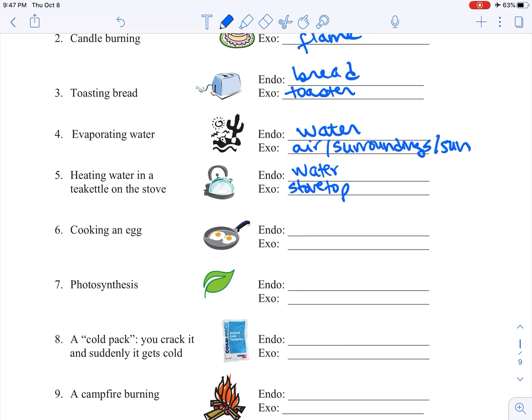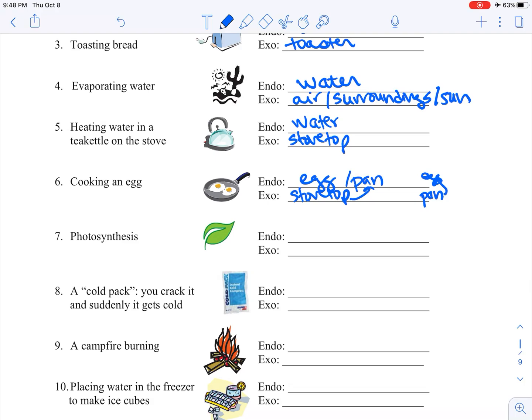Cooking an egg. What is absorbing the heat? The egg. You could also say the pan is absorbing the heat. What is giving off the heat? You could say the stovetop. I would also accept pan is giving off heat to the egg, or you could say stovetop to pan, stovetop to egg.